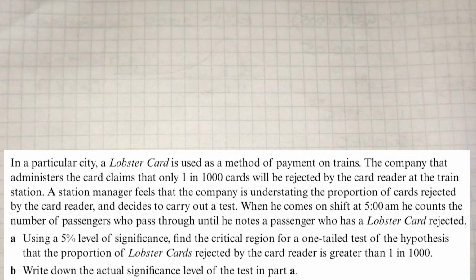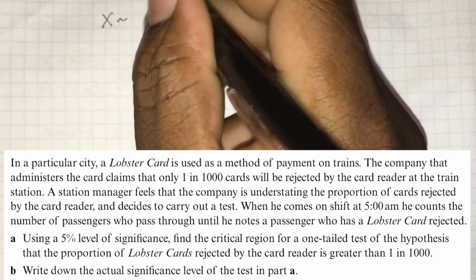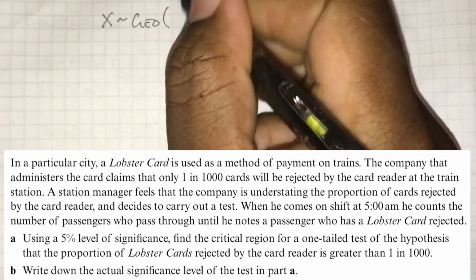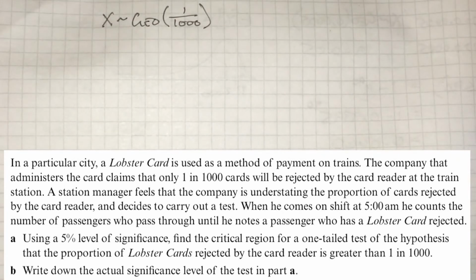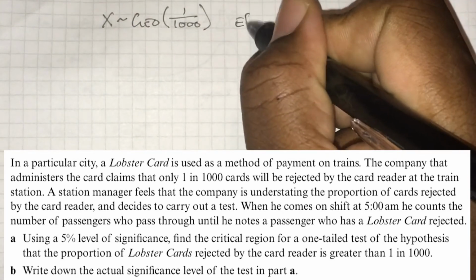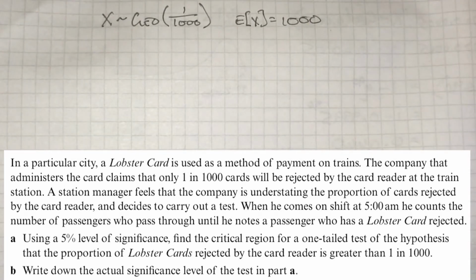When the station manager comes on shift at 5 o'clock, he pays attention and he's going to wait until the first person has a problem with their Lobster Card. So once again, this is a geometric distribution. The probability, we're told earlier in the question, is 1 out of 1,000. So the expectation is 1,000. We would expect 1,000 customers to be able to use the system before we came across the first one who had a problem with their Lobster Card.